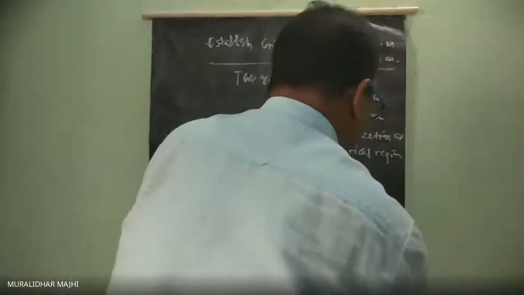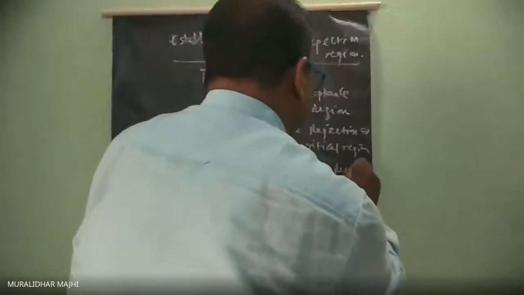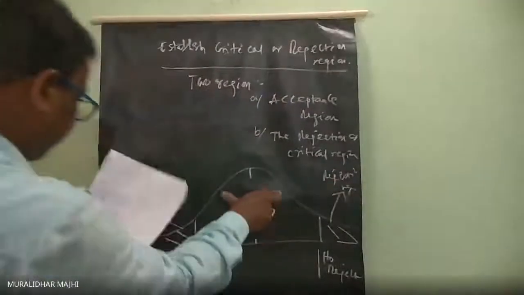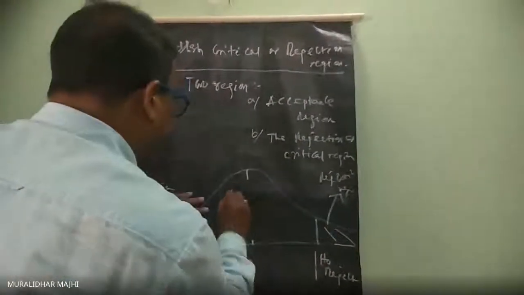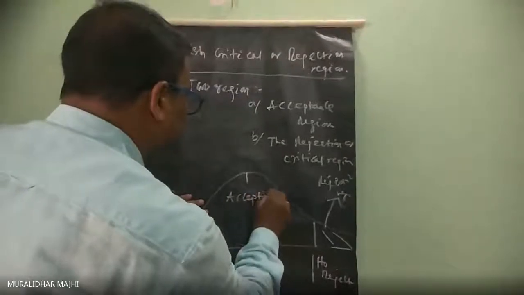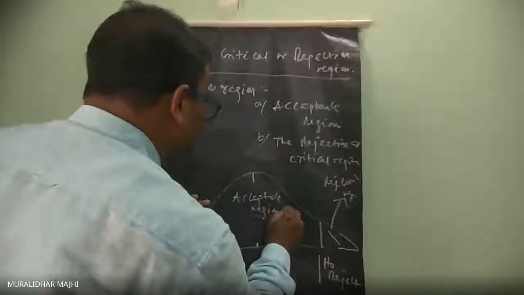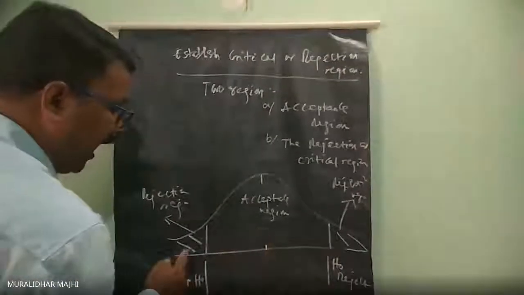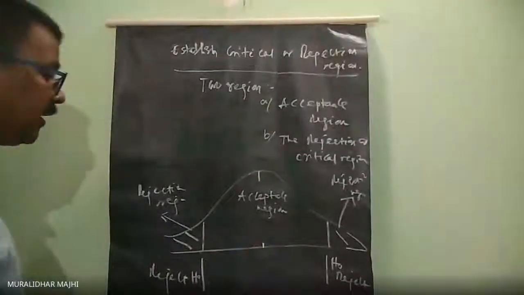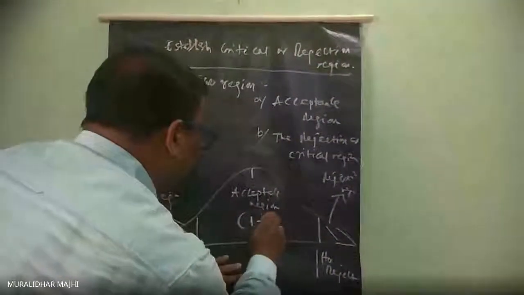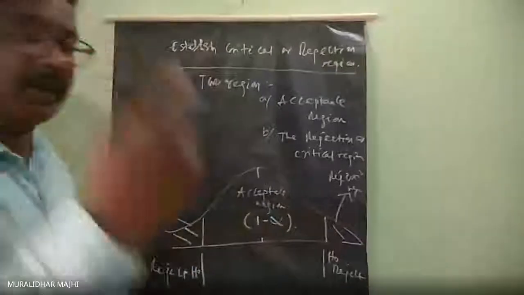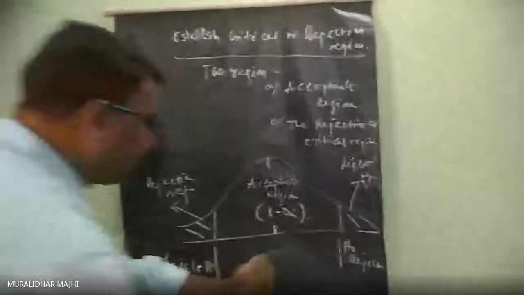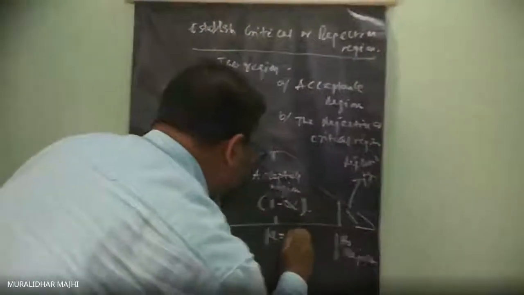This is your rejection region. And this particular part, that is your acceptance region. Okay, dear student? If it is alpha or alpha by 2, because two parts are there, so I can write down this part is 1 minus alpha, because the total area is 1. So I can write down in this way, that is your acceptance region. And here, mu is equal to mu 0.